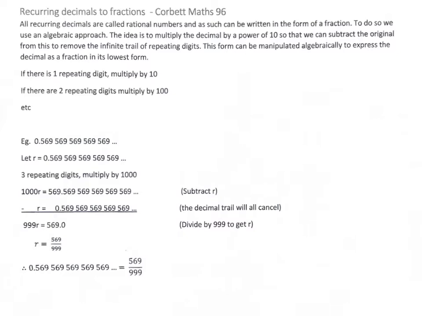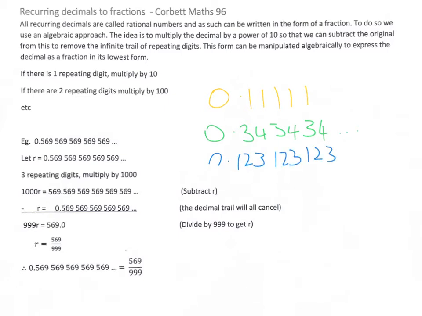The general rule is if there's one repeating digit, something like 0.11111, where there's only one digit repeating, you'd multiply by 10. If there were two repeating digits, something like 0.343434, and so on, you'd multiply by 100. If there were three repeating digits, like 0.123123123, and so on, then we multiply by 1,000.